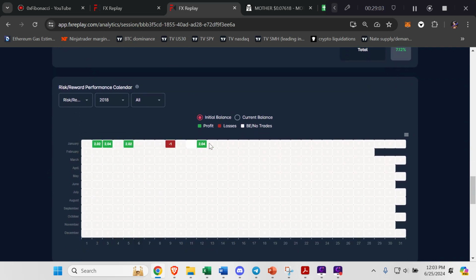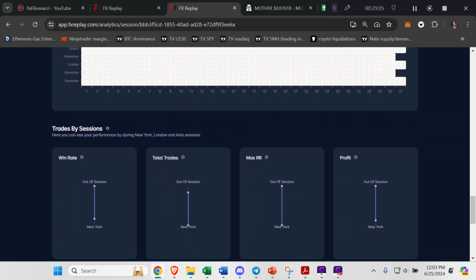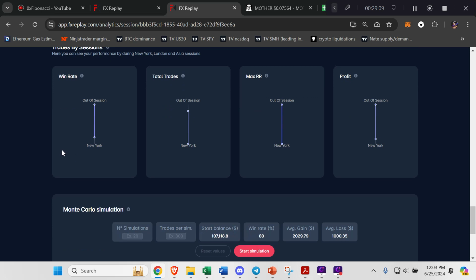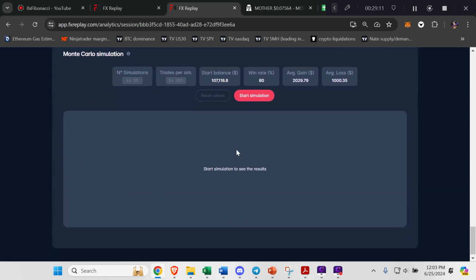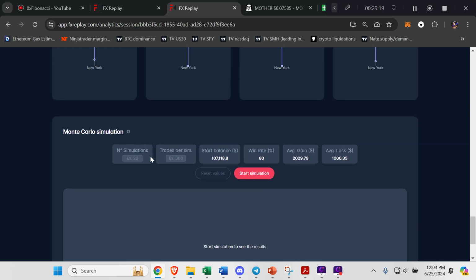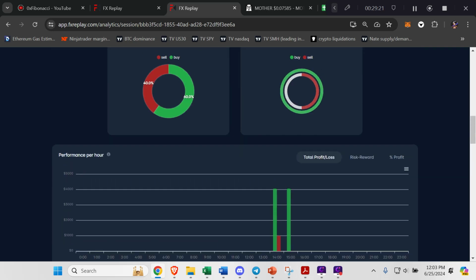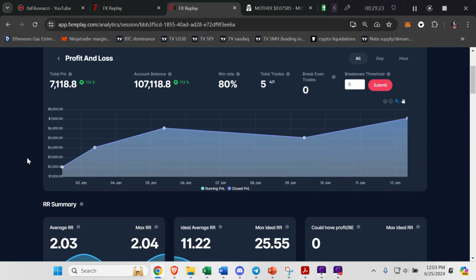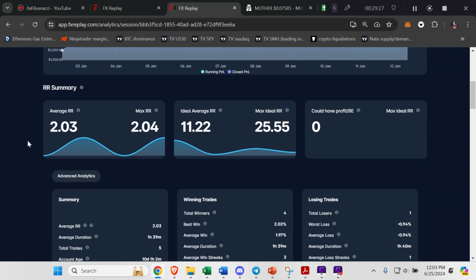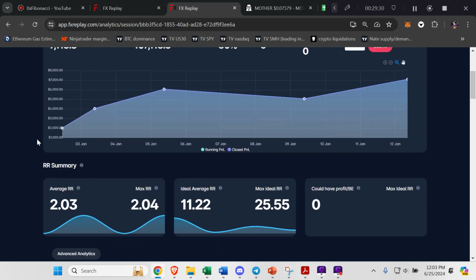The risk to reward by day that you can see in here, and you don't need to worry about this one. It's if you're trading the different sessions, and then you can do a cool Monte Carlo simulation to simulate your biggest drawdown, your best versus worst case performance. So a lot of really awesome stuff here. This is why FX Replay is so awesome, because it only took me maybe 15 minutes to do that little backtest, and then I get all this data that I can really analyze.